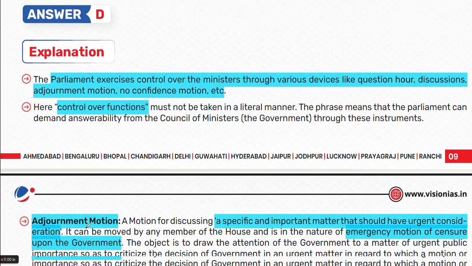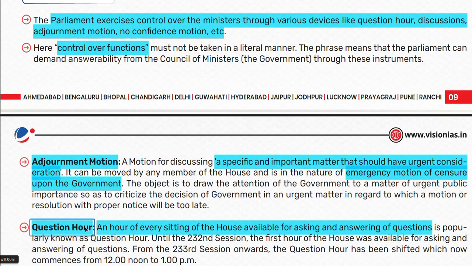Now let us see the explanation. Parliament exercises control over the ministers through various devices like question hour, discussions, adjournment motion, no confidence motion, etc. Here, control over functions must not be taken in a literal manner. The phrase means that the Parliament can demand answerability from the Council of Ministers, the government, through these instruments.